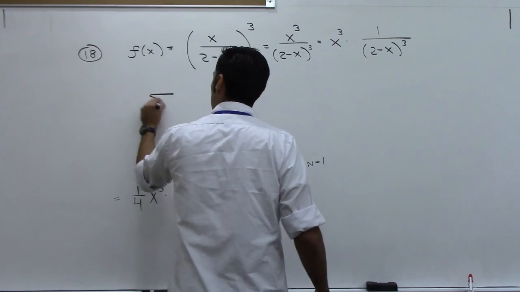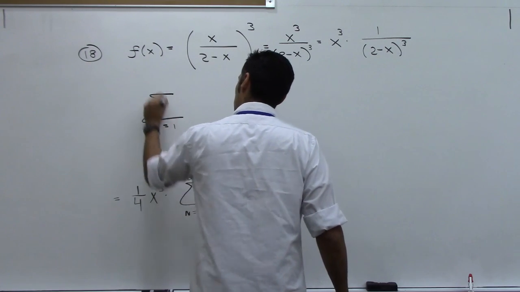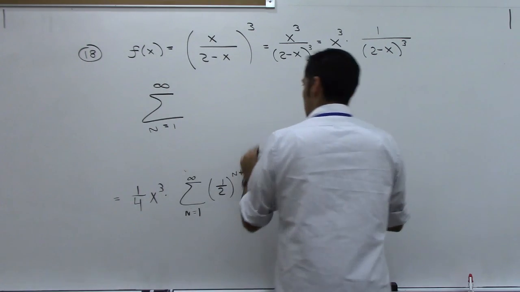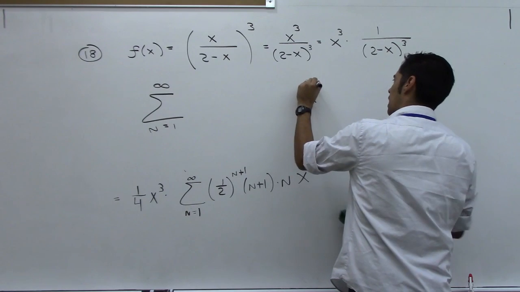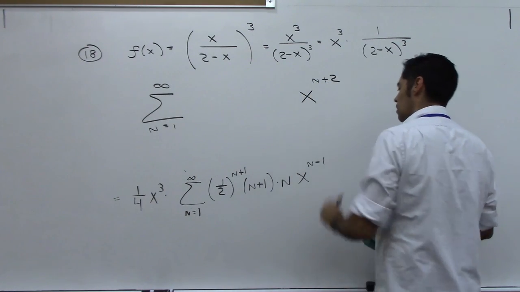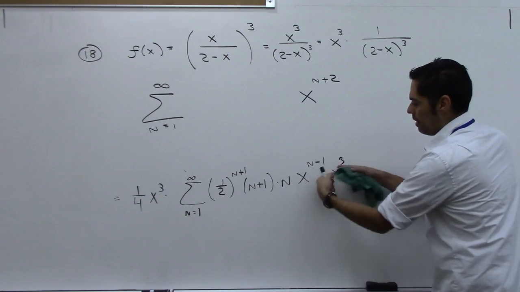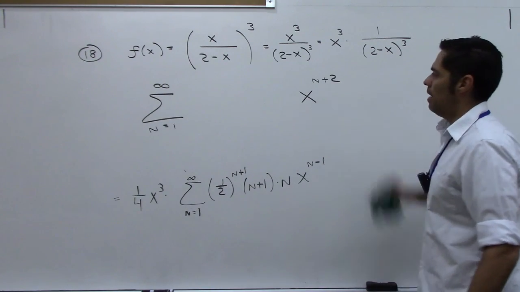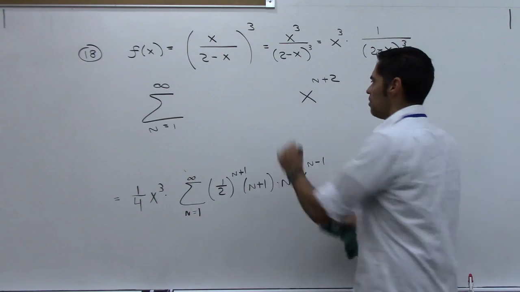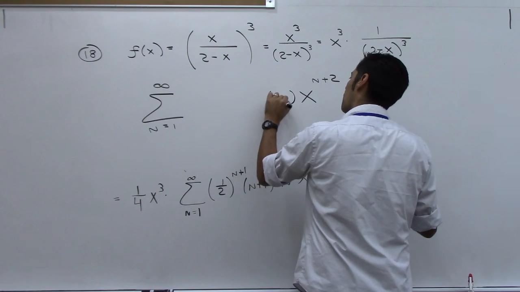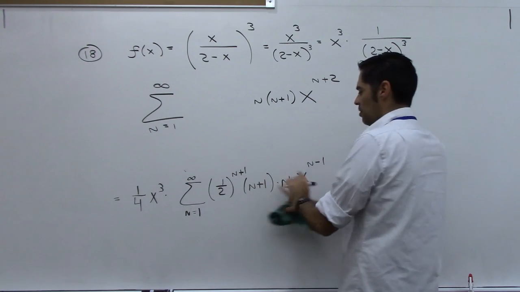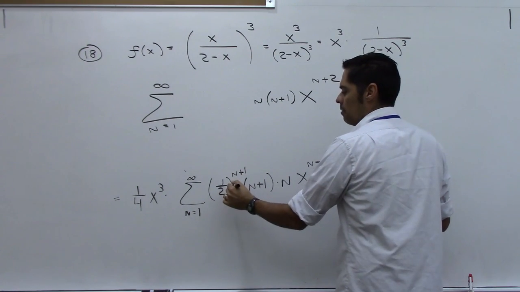x cubed is going to go on the end of this, and I'm going to add the exponents. So I'm going to have sum n equals 1 to infinity. At the very end, I'm going to have x to the n plus 2, because when I put x cubed here and add the exponents, I get that. N plus 1 is not going to change. I'll put the n in front of the n plus 1. I'll just switch the order. This is the part that I thought was a little bit tricky.